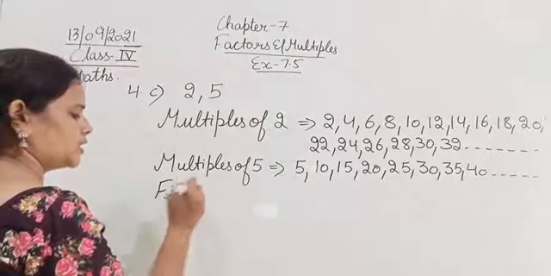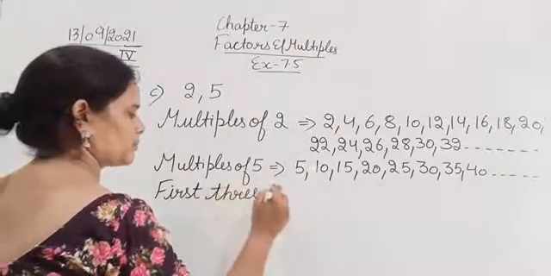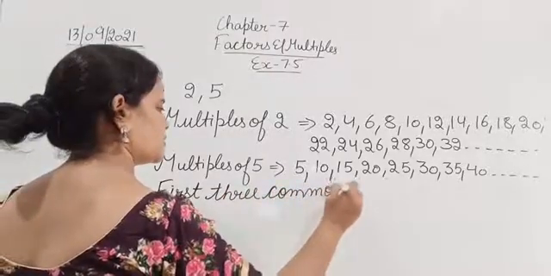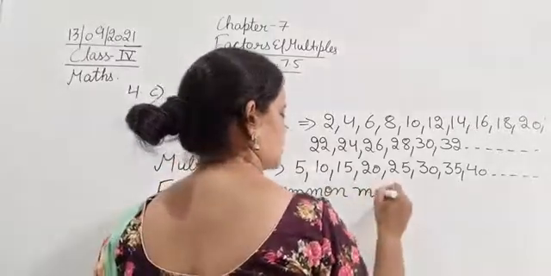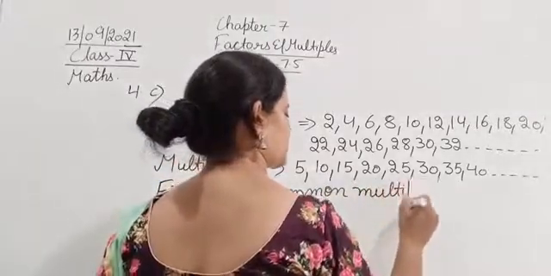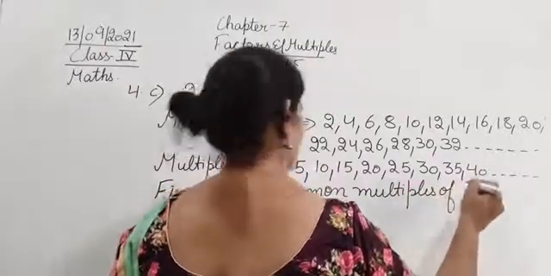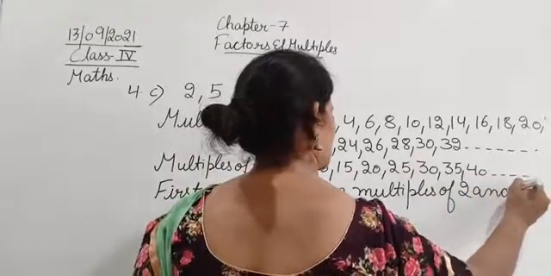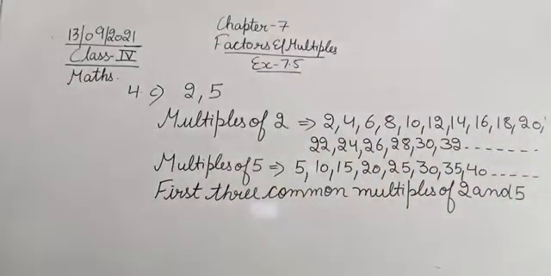Now we have to find the first 3 common multiples of 2 and 5. Let's see which ones they will be.